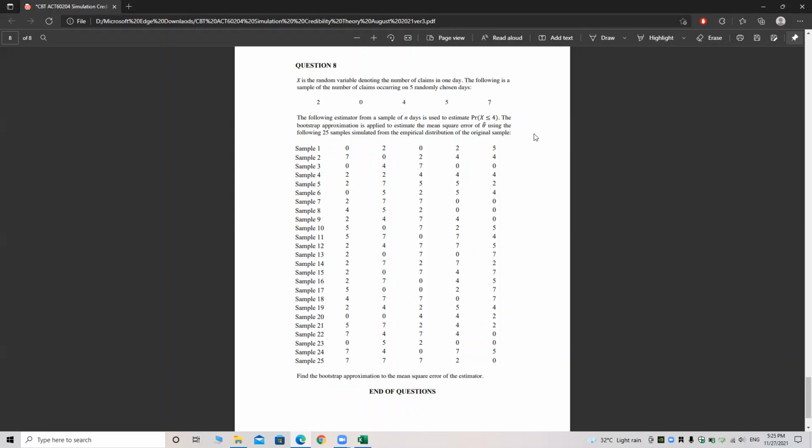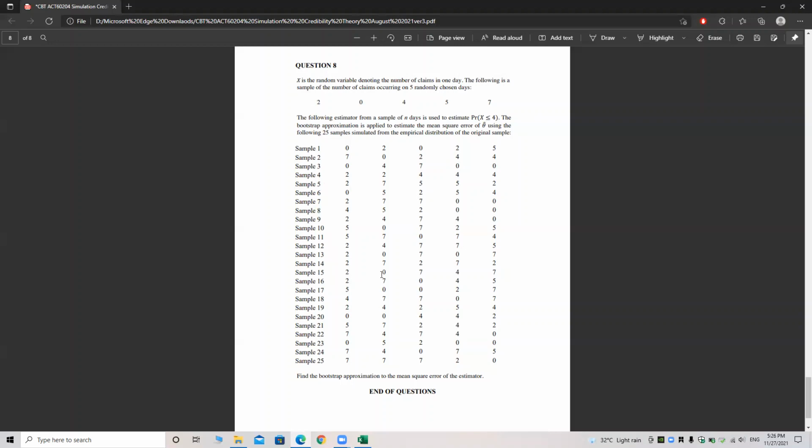My way to solve this question is, first, I will figure out what the question wants us to find. In this question, it is the mean square error of the estimator. The estimator is the probability of the days that the number of claims is less than or equal to 4, which are 0, 2, and 4 in the sample given. Or rather, we need to find out the probabilities for each sample that fulfill the estimator that we want.